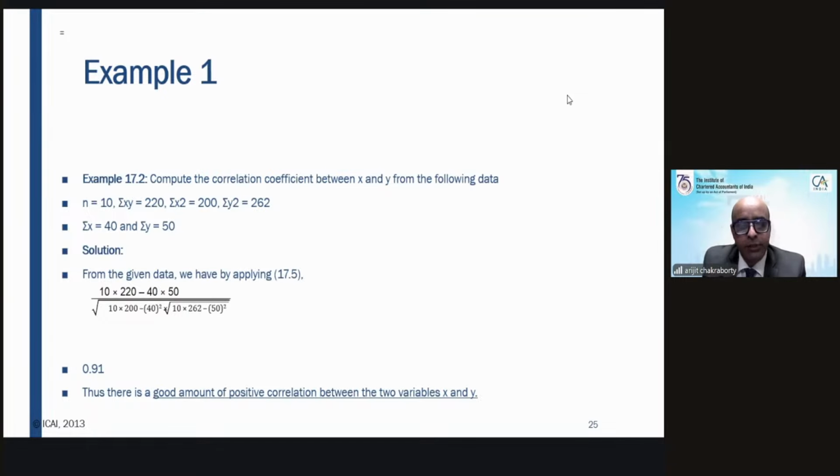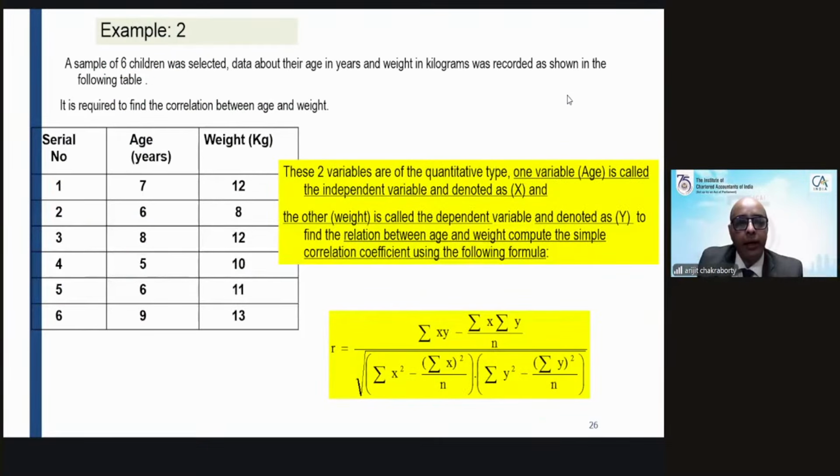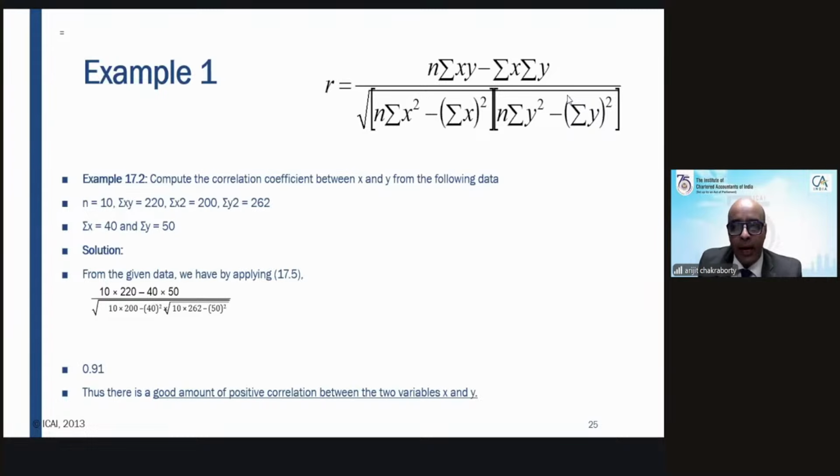और डिनोमिनेटर का जो लास्ट पार्ट क्या है? स्क्वायर रूट ऑफ 10 into 262. 262 is sigma y square minus sigma y का whole square, यानी 50 का whole square. So you are getting 0.91. 0.91 अगर correlation coefficient है, that means it is a strong positive correlation between x and y. Okay. So please remember, this is the formula we used: n sigma xy minus sigma x into sigma y divided by basically the formula for the individual standard deviation, x का standard deviation, y का standard deviation और दोनों का product.